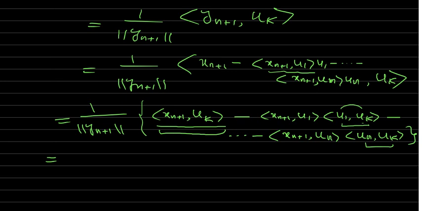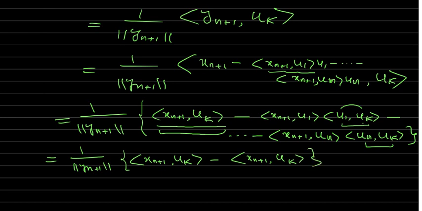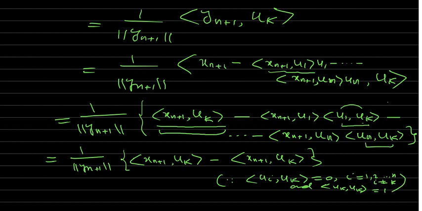So this is just equal to 1 divided by norm of yn plus 1 times inner product xn plus 1 with uk minus inner product of xn plus 1 with uk, only these two terms, as inner product of ui with uk is 0 for i runs from 1 to n and i not equal to k, and inner product of uk uk for i equal to k, it's equal to 1. This is the reason, because inner product of ui uk is 0 for all i runs from 1 to n, i not equal to k, and for i equal to k, the inner product uk uk is equal to 1.